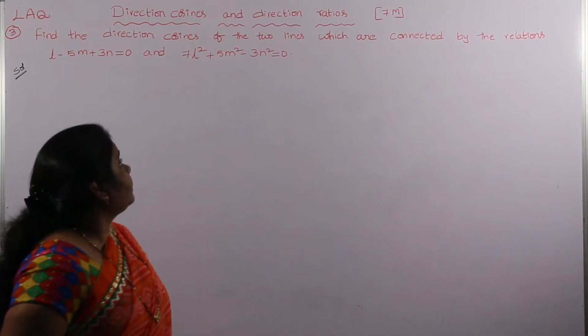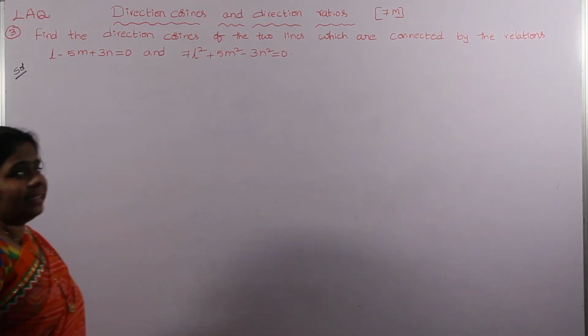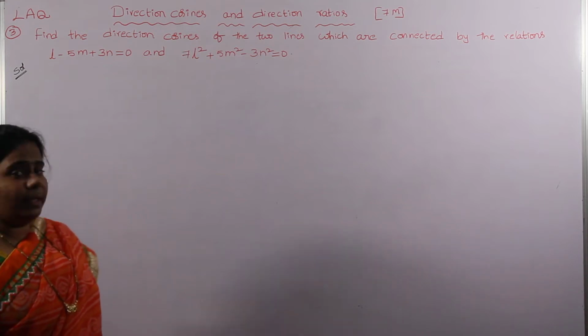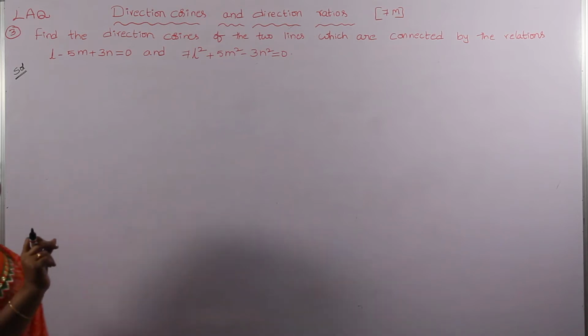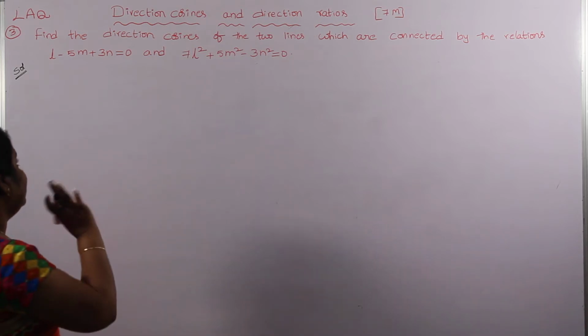Hello students. Direction cosines and direction ratios, one of the elective topics in the first year. Totally we have 8 electives. From these 8 electives we get one elective for the final. This is the third elective.